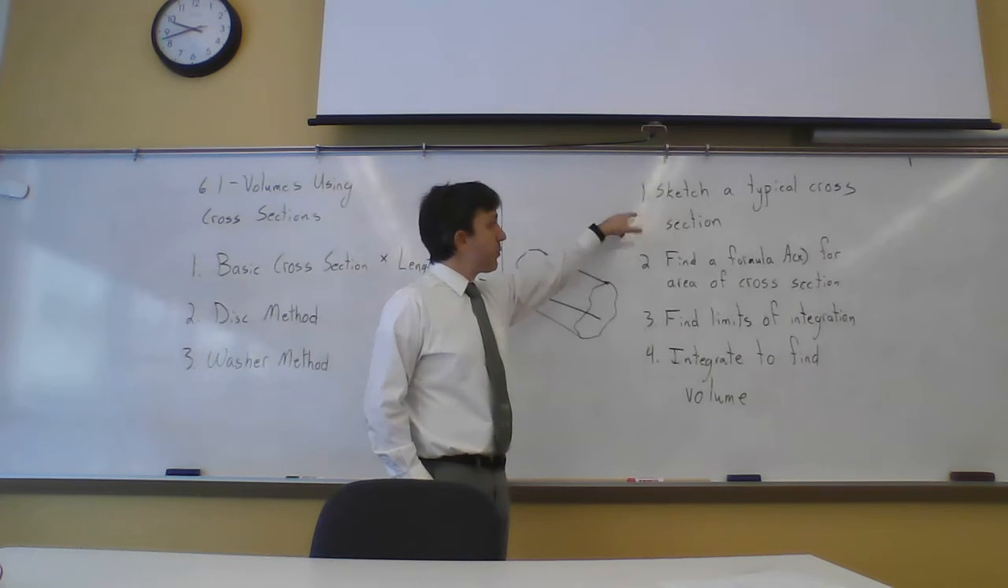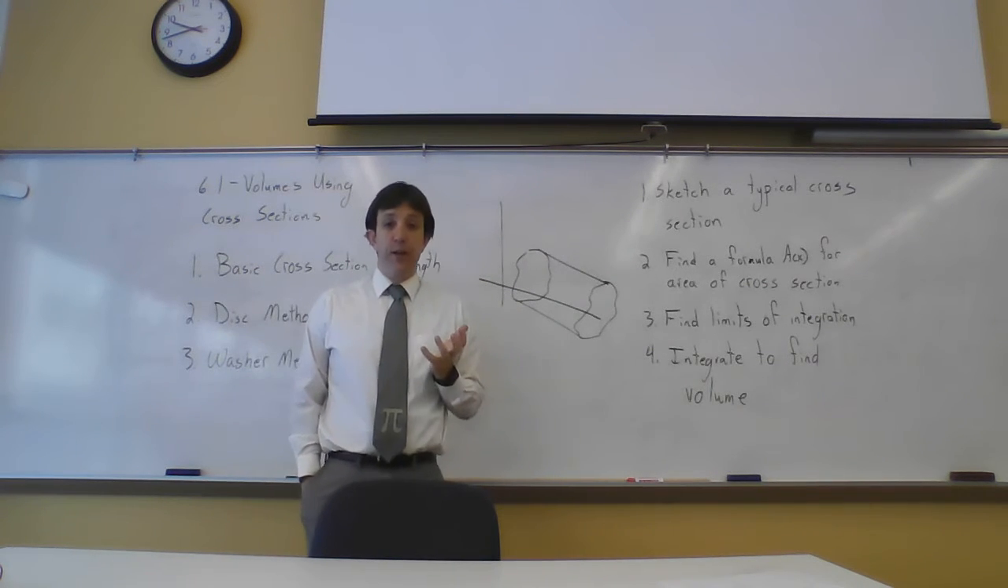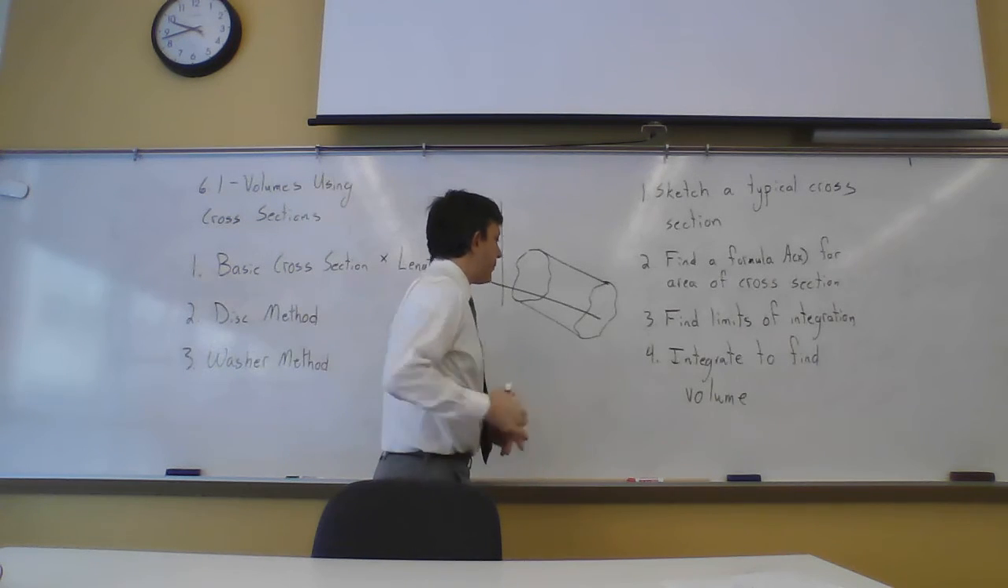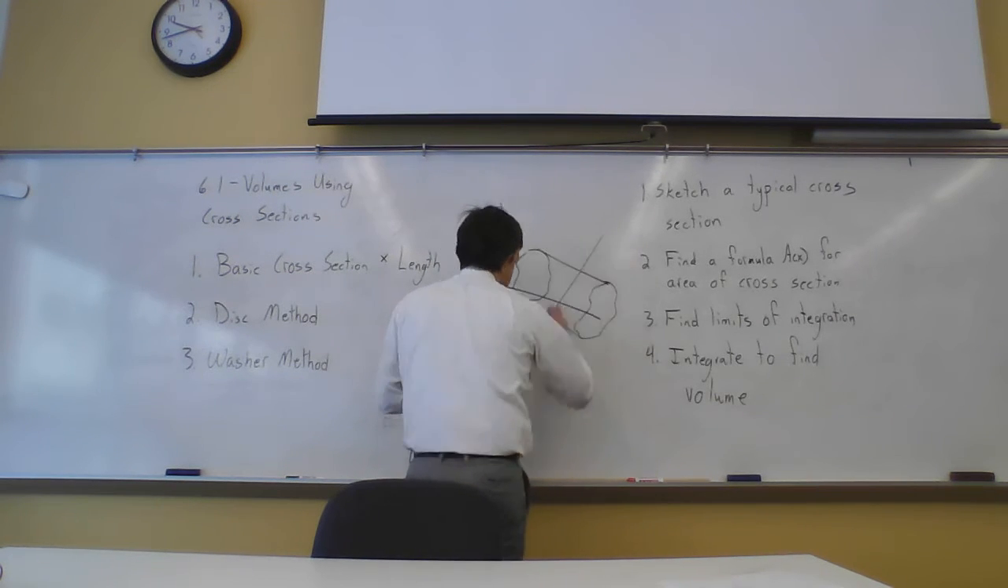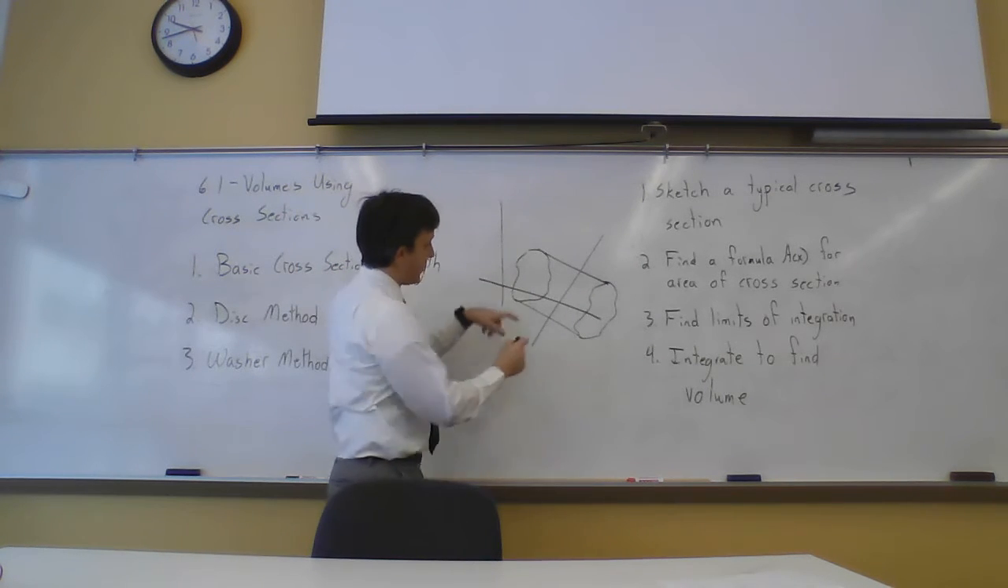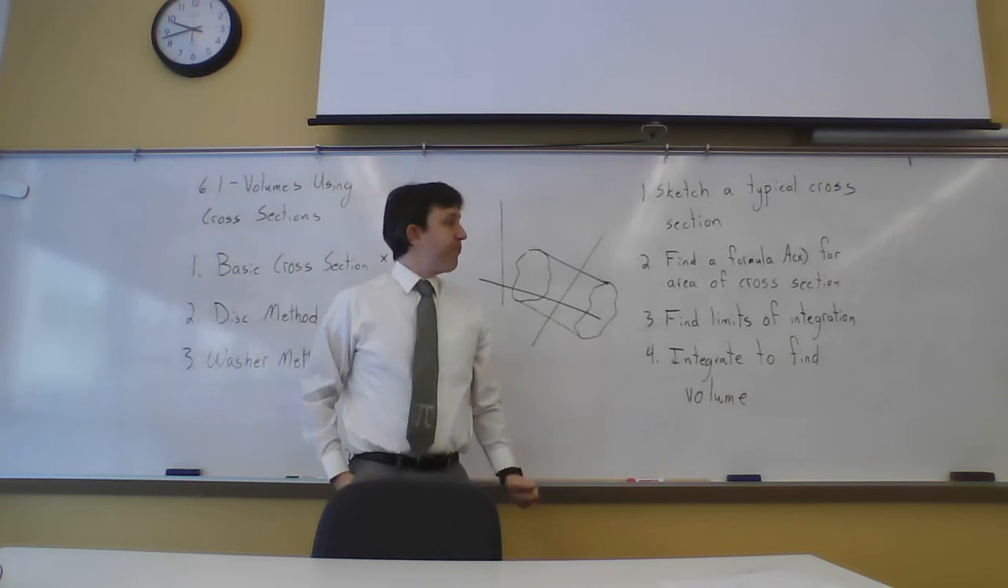And so to find a volume for a shape such as this, we're going to do four things. First, we're going to sketch a typical cross section. Okay, we want to know, what does a slice of this thing look like? So if we were to think of it as taking a knife and just cutting it right through there, what is that slice going to look like? In this case, it's probably these weird squiggles on the ends.